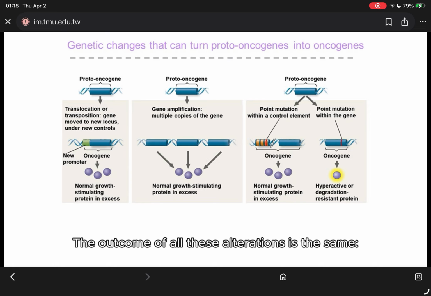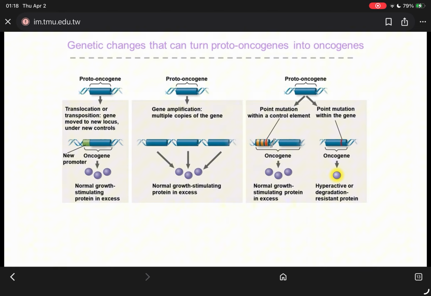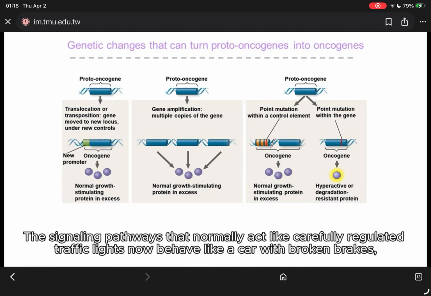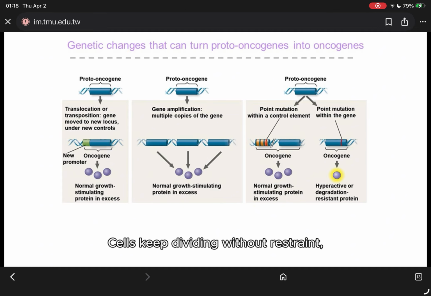The outcome of all these alterations is the same, a loss of growth control. The signaling pathways that normally act like carefully regulated traffic lights now behave like a car with broken brakes. Cells keep dividing without restraint, setting the stage for cancer development.